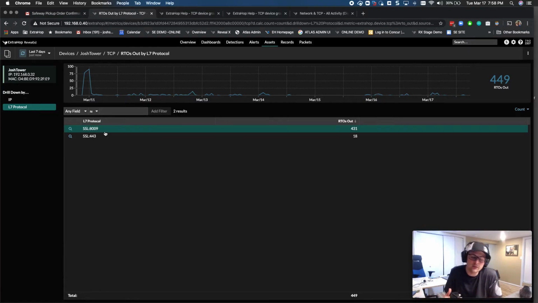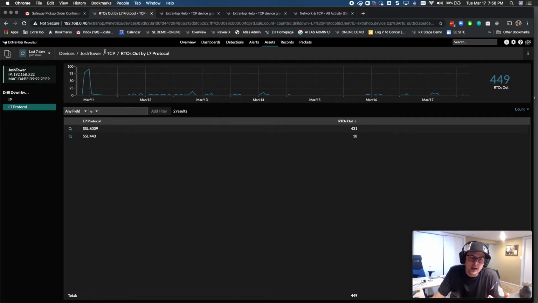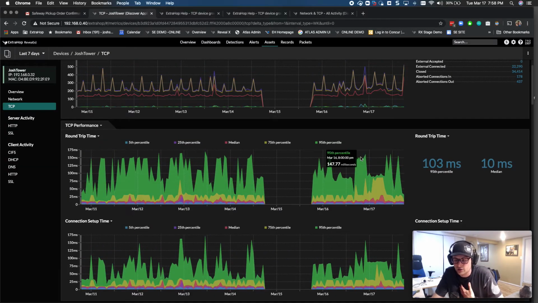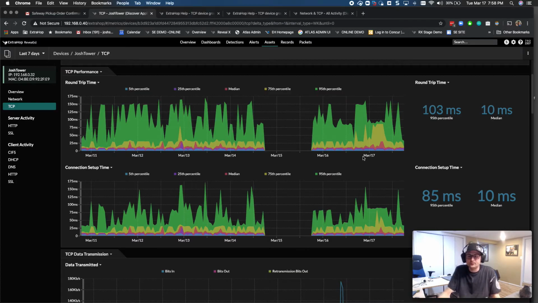Now, the things to do to alleviate it are really going to run the gamut. You could have something like asymmetric routing, overloaded VIP load balancers, overloaded VPN concentrators, or a poor connection out of the client machine. So you really want to look and see where the RTOs are coming in from. And then you're also going to look at whether the actual TCP round trip time and other things are being affected by the RTOs and the connection setup time.